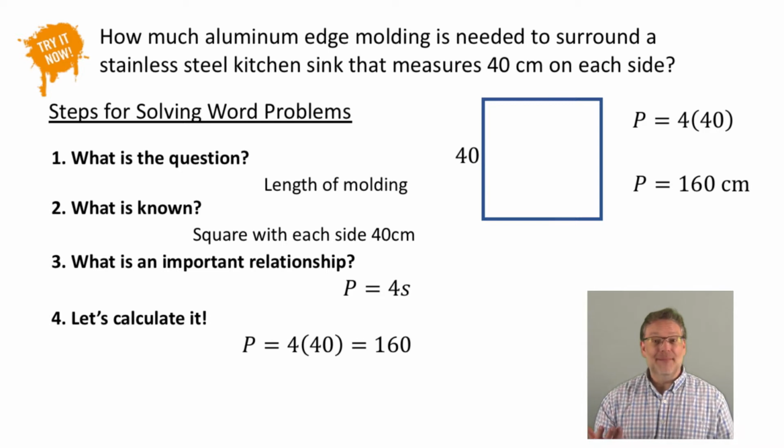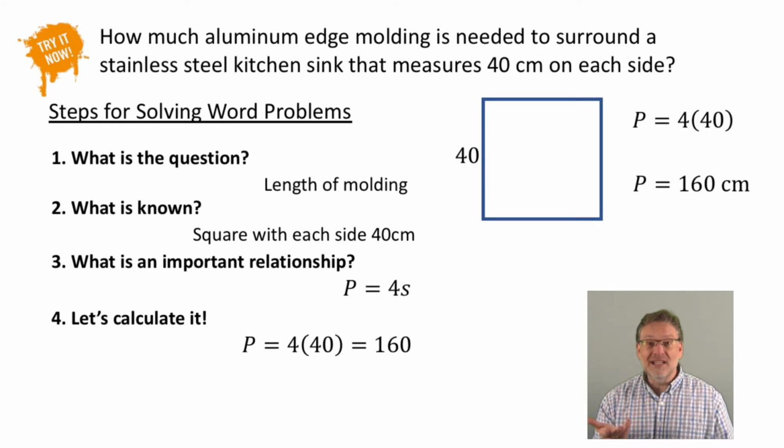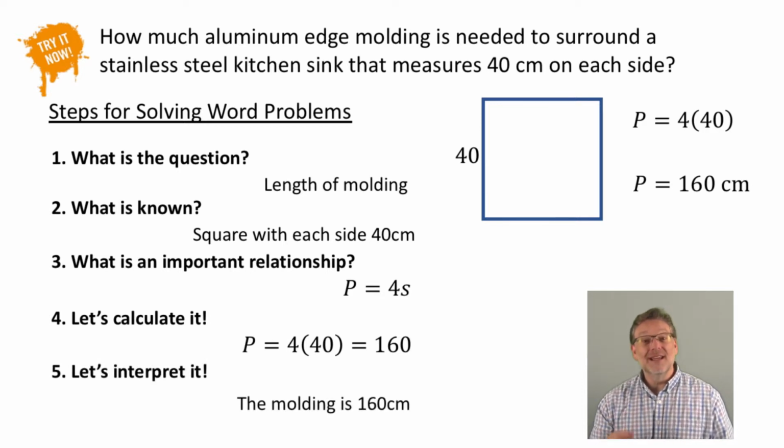Now the last step, it feels like we're done, but we actually have one more step to do. We have a number, but we don't know how that number necessarily applies to the problem. 160 what? And the answer is, that is the interpretation of it. The molding is 160 centimeters. A unit is important here as well, isn't it? Let's interpret the number and apply it back to the problem. The molding is 160 centimeters.